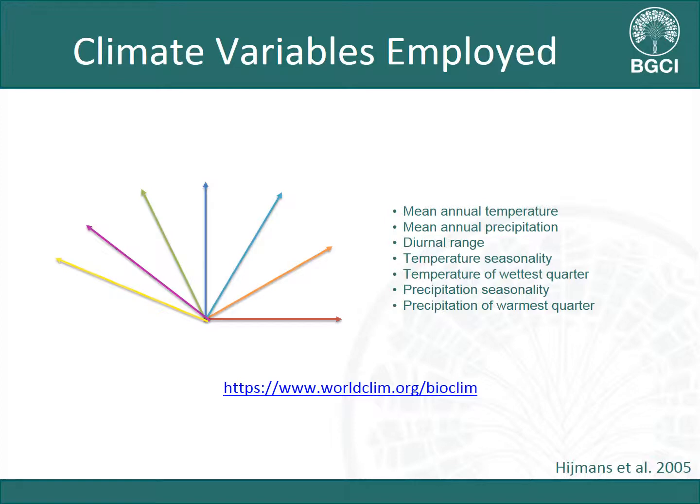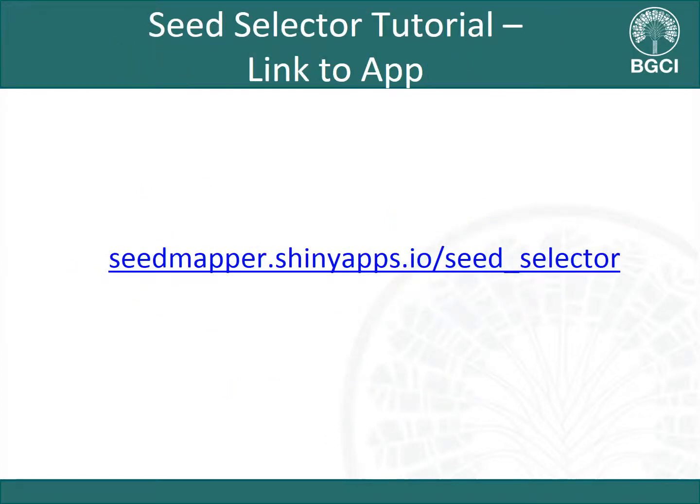2017. These variables are a subset of the bioclim dataset, including mean annual temperature, diurnal range, temperature seasonality, temperature of wettest quarter, mean annual precipitation, precipitation seasonality, and the precipitation of warmest quarter. For more information on how these variables are derived, visit the address above or refer to Hijmans et al. 2005. The address to the Seed Selector app is linked above.